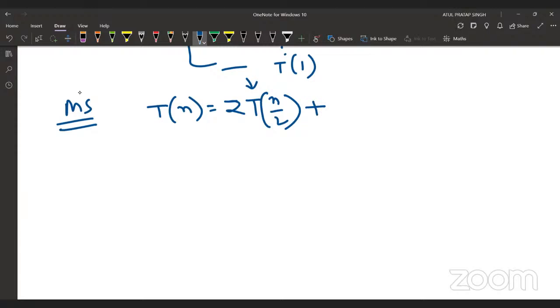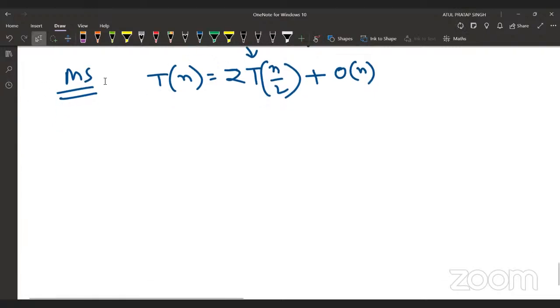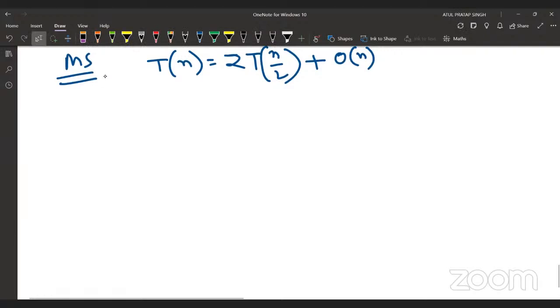Apart from that, we perform the merge function. There is one merge function in merge sort, and this merge function takes order of n time. That merge function is basically used for merging two sorted arrays. So this is the recurrence relation of merge sort. Then how can we derive this using a recurrence tree? We just start like this.